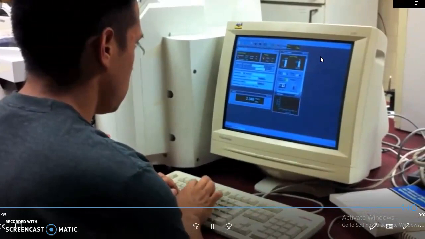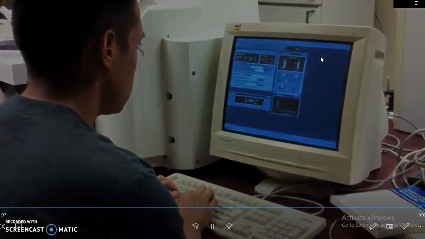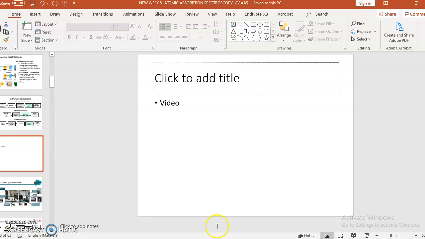The blue just now, I think, is copper. So that's how AAS looks like.